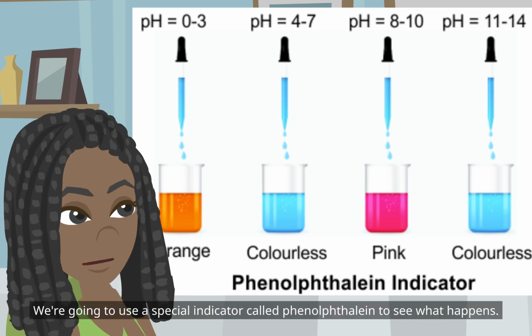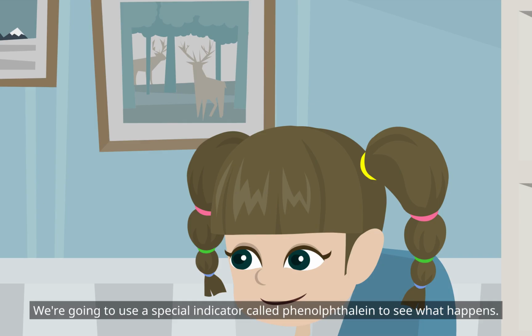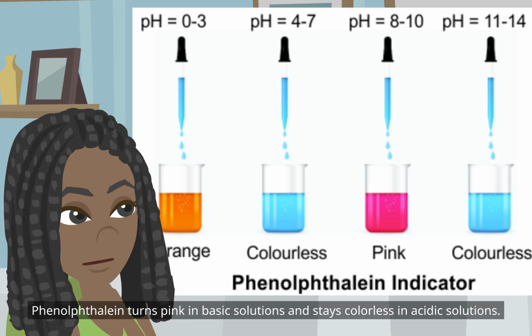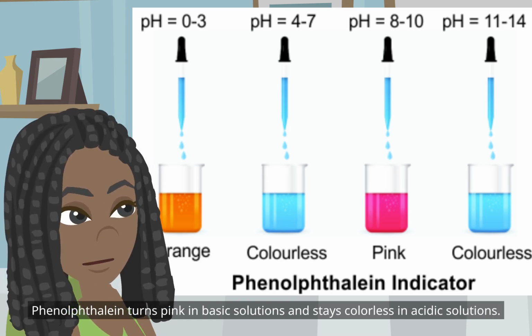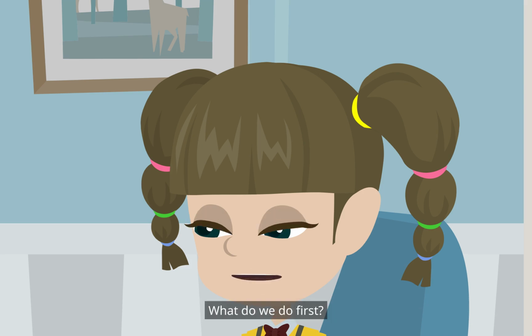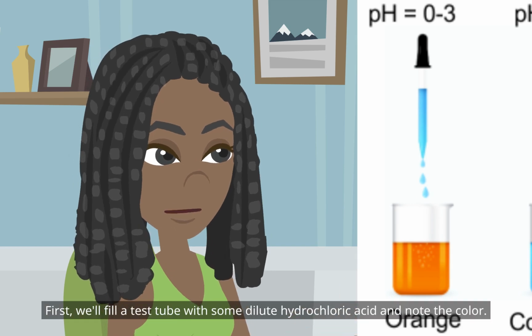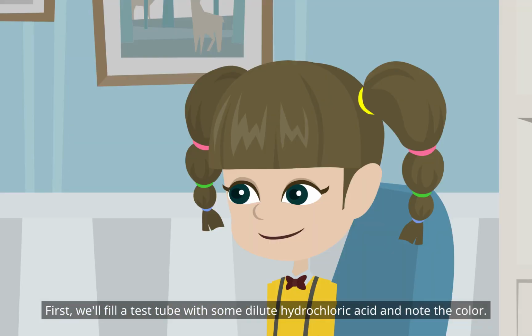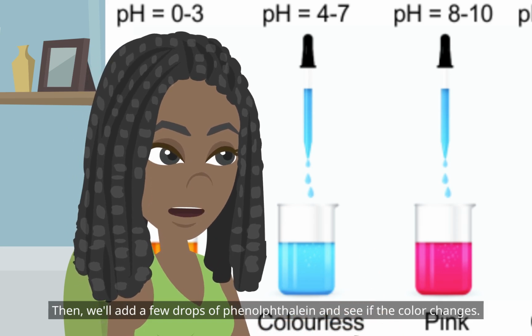Great question. We're going to use a special indicator called phenolphthalein to see what happens. Phenolphthalein turns pink in basic solutions and stays colorless in acidic solutions. Okay, I'm curious to see what happens. What do we do first? First, we'll fill a test tube with some dilute hydrochloric acid and note the color. Then, we'll add a few drops of phenolphthalein and see if the color changes.